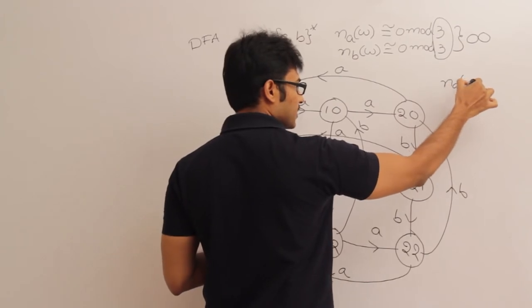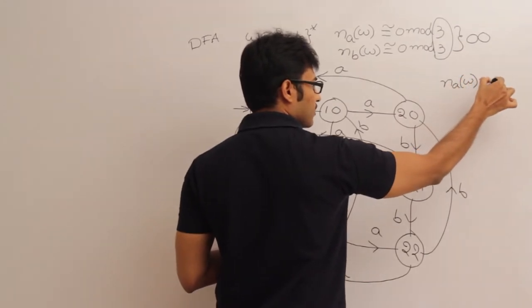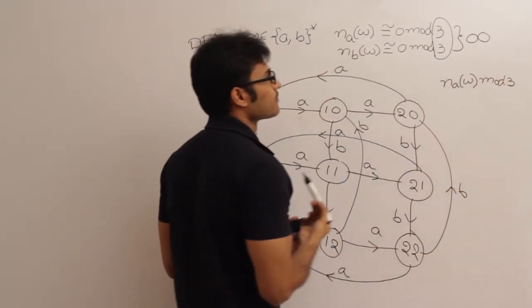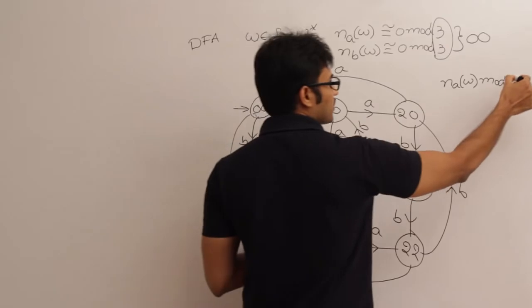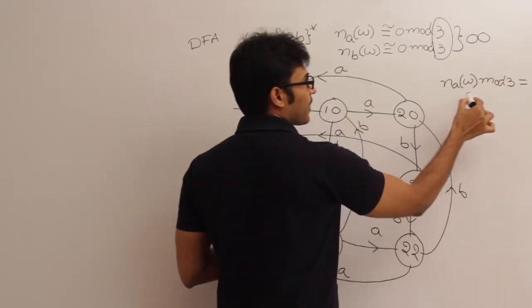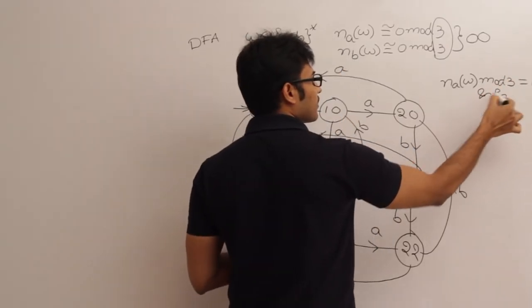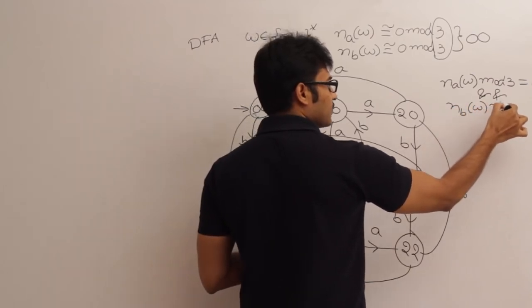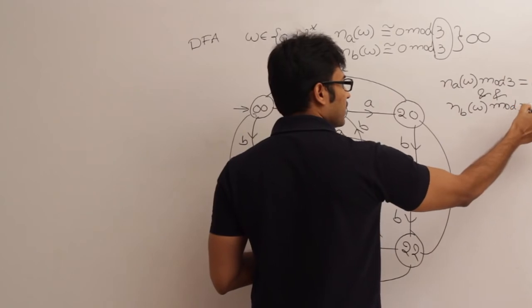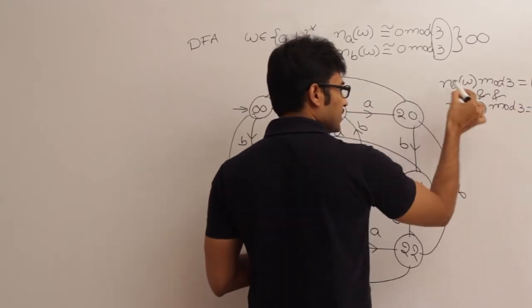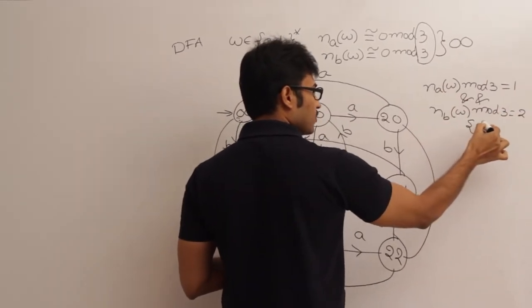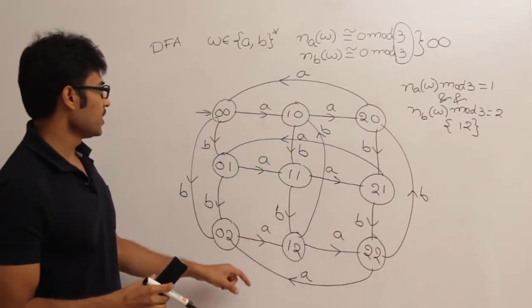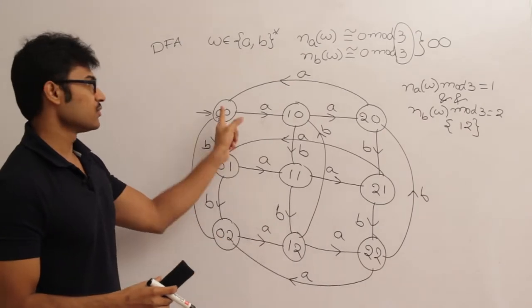The number of A's in the string mod 3 is equal to 1, and the number of B's in the string mod 3 is equal to 2. Then in this case the final state is going to be 1, 2, this one, not 0, 0.